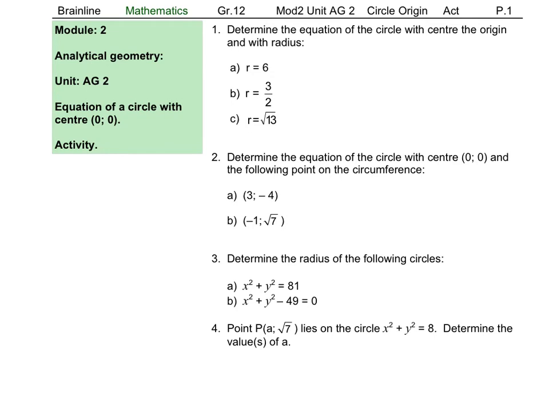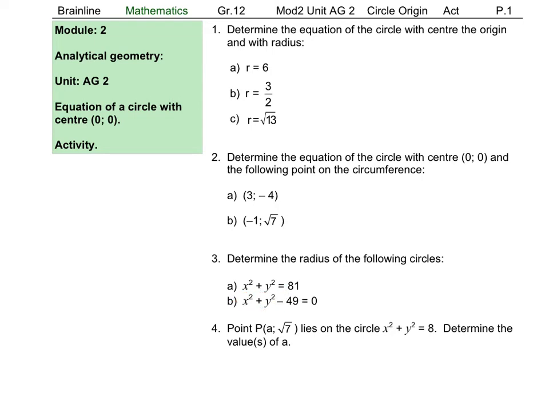Then question 2, determine the equation of the circle with center 0, 0 and the following point on the circumference. Again, we will use the standard form of the equation of a circle with the center, the origin, the x squared plus y squared equal to r squared. And now we will substitute the given point into the x and the y value in order to solve the r value.